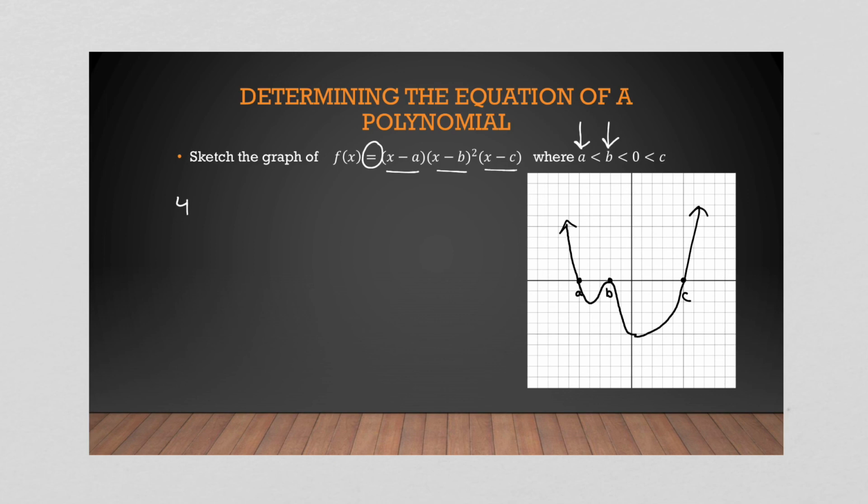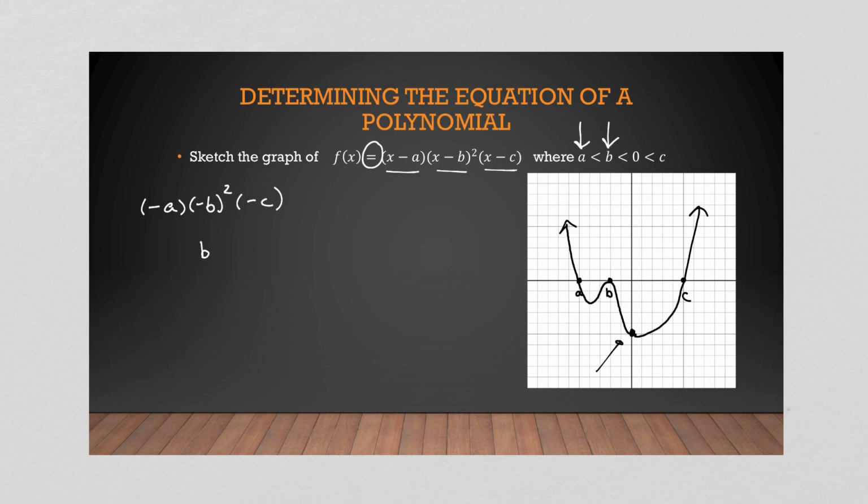Now, how can we check that our y-intercept is in fact negative? Remember that your y-intercept occurs when x is 0. So what you would have in this case is negative a times negative b squared times negative c. And now, a lot of people rush to multiply these together and say, well, all the negatives are going to cancel, so you should have a positive y-intercept.